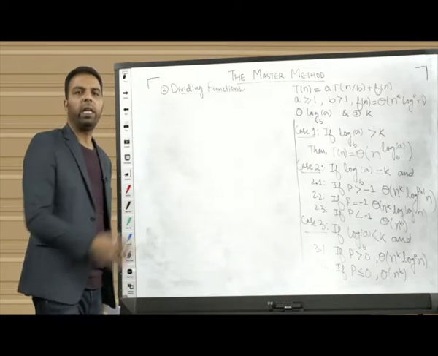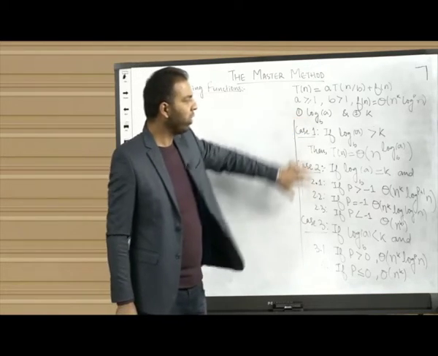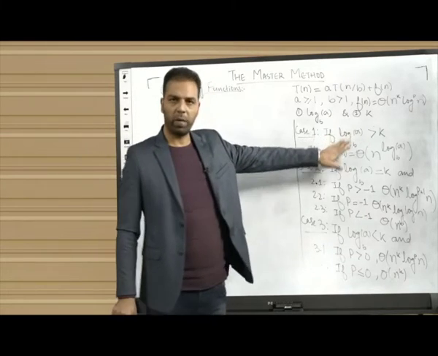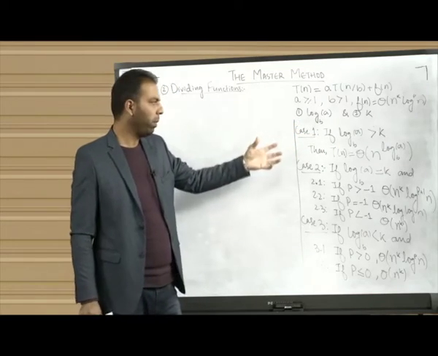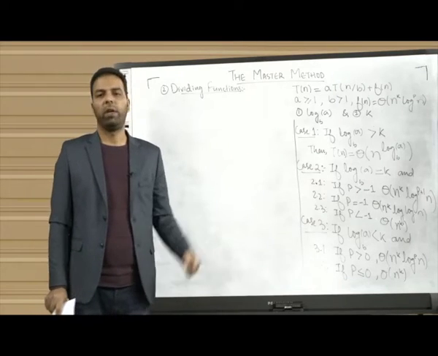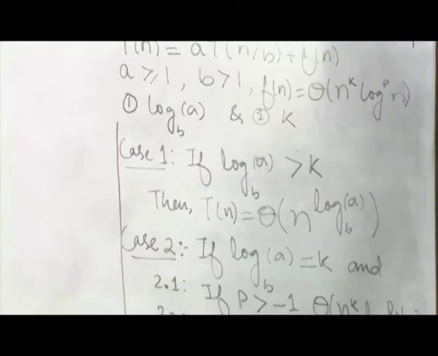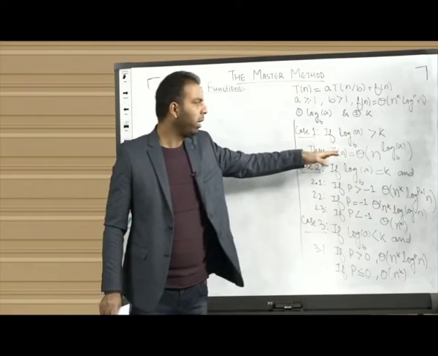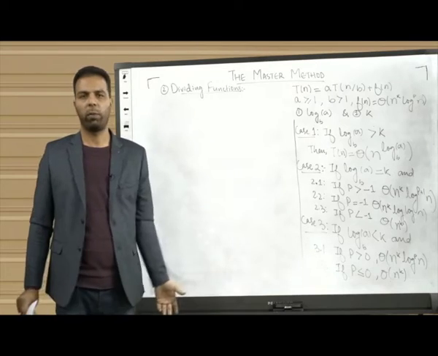So these are the three cases. In each case, we have to check these two values, log a to the base b and k. Initially you will get which case it is depending on the value of log a to the base b. If it is greater than k, it is case 1. If it is equal to k, it is case 2. And if it is less than k, then it is case 3. For case 1, there is no headache. You simply take T of n as n raised to power log a to the base b.